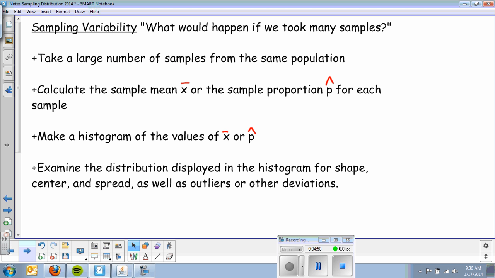We talked about the sampling variability. When you did the activity in class, every time you calculated the mean, everybody was a little bit different. So we want to know what happens if we repeated that process a lot of times. So we're going to take a large number of samples from the same population. Each sample that we take, we're going to calculate the sample mean, x bar, or the sample proportion, p hat, for each sample. And then we're going to make a histogram of all those values, which again you did in class on the board. And then we're going to examine the distribution displayed in the histogram for shape, center, and spread, as well as outliers or other deviations.